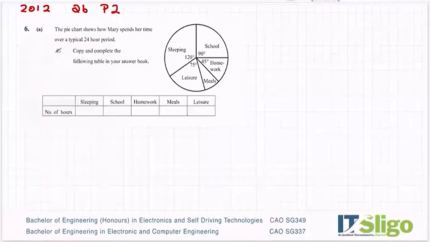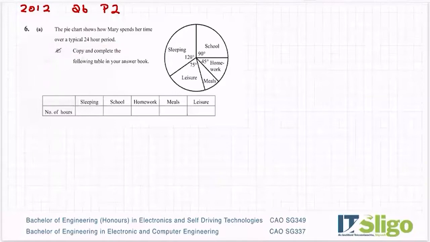Right, let's have a look at this question from 2012. So the Junior Cert Stats question on that one was as follows. The pie chart shows how Mary spends her time over a typical 24-hour period. Copy and complete the following table into your answer book.